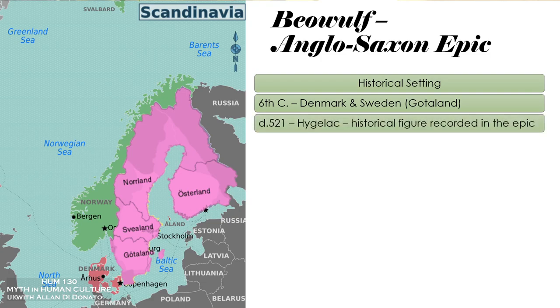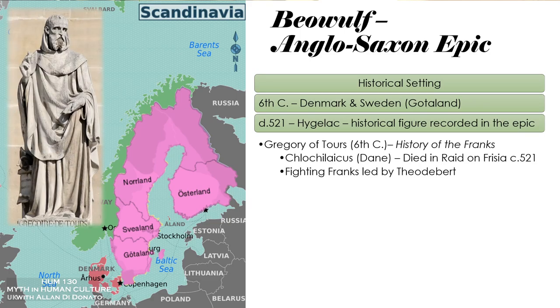Okay, how do we know this? Well, an important figure that's mentioned is a guy by the name of Hygelac, King Hygelac, who died around 521. He was a historical figure, and we could find where he's mentioned in the history books. Gregory of Tours is the historian who mentions him in his book known as The History of the Franks. All right, so this is 6th century. It refers to him by a very different name because he's writing in Latin, Chlochilaicus, who was a Dane who raided Frisia and died in the raid in 521.